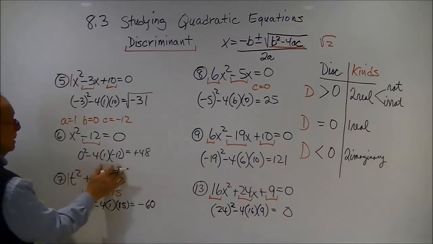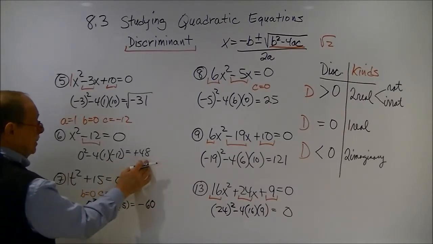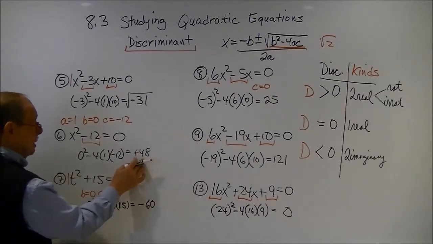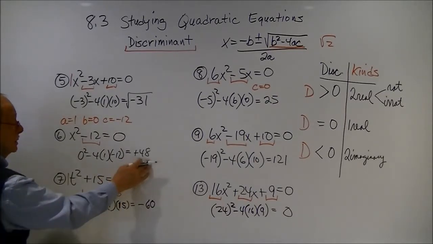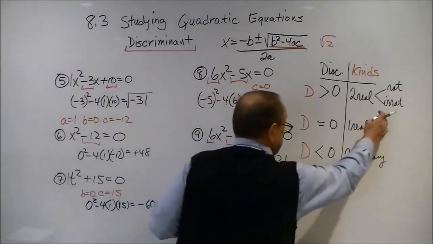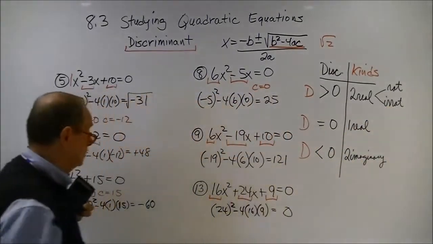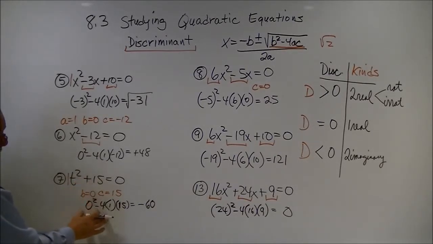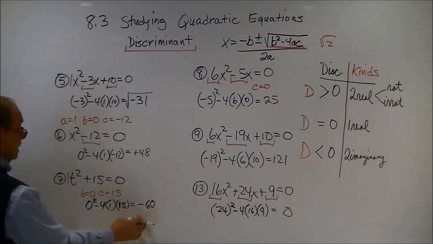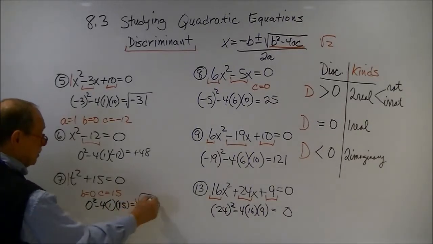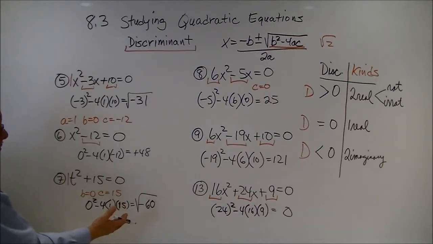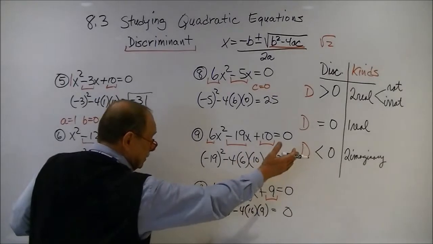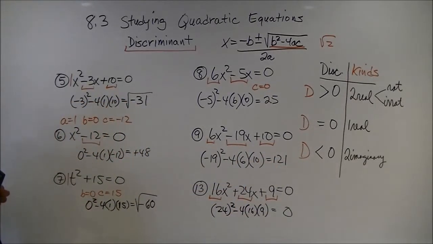When I plugged it here, I got a positive 48. This is not a perfect square, so I'm going to get two real solutions that are going to be irrational. Here, when I plug this into the discriminant, I get a negative 60. Again, when I take the square root of that, that's going to be an imaginary number. So our discriminant is a negative number, less than 0. It's going to be two imaginary solutions.